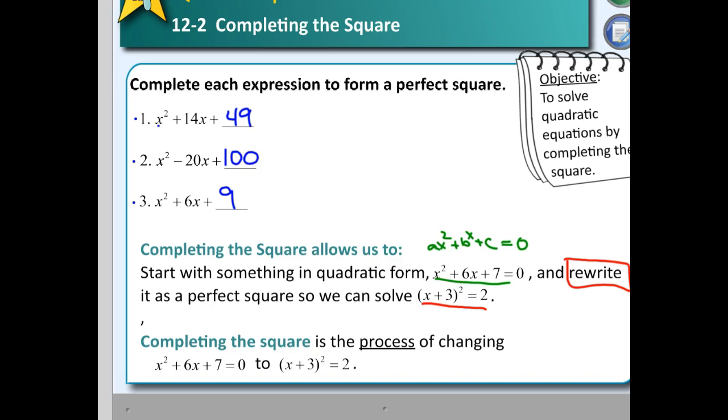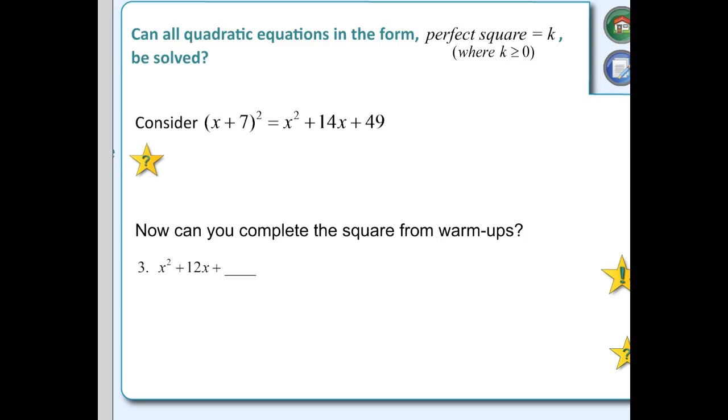So this idea of completing the square is the process of changing something in quadratic form to something as a perfect square. In order to do that, we've got to be able to take the binomial squared, so there's got to be a way to go back and forth. If I look at number 3, how are we going to do that? Well, some of you are going to look right away and say, this has to be 36. But let's look at how to do that.